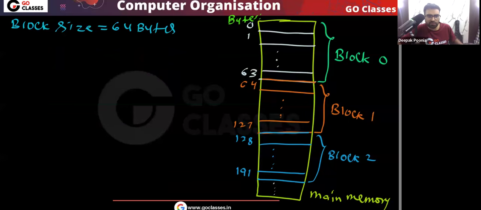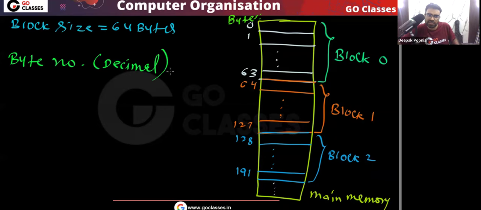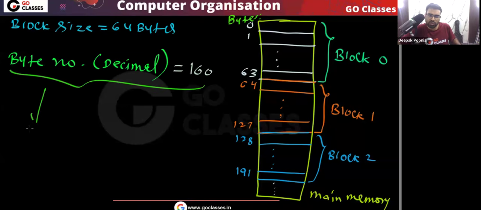Okay, let me explain with a few more examples. Let me give you the byte number. Let's assume the byte number in decimal, the byte address in decimal. Either I can say byte number or I can say byte address in decimal. Let's assume that is 160. Now you tell me, to which block will it belong? So from here, can you find the block number? Yes, very easily you can find the block number.